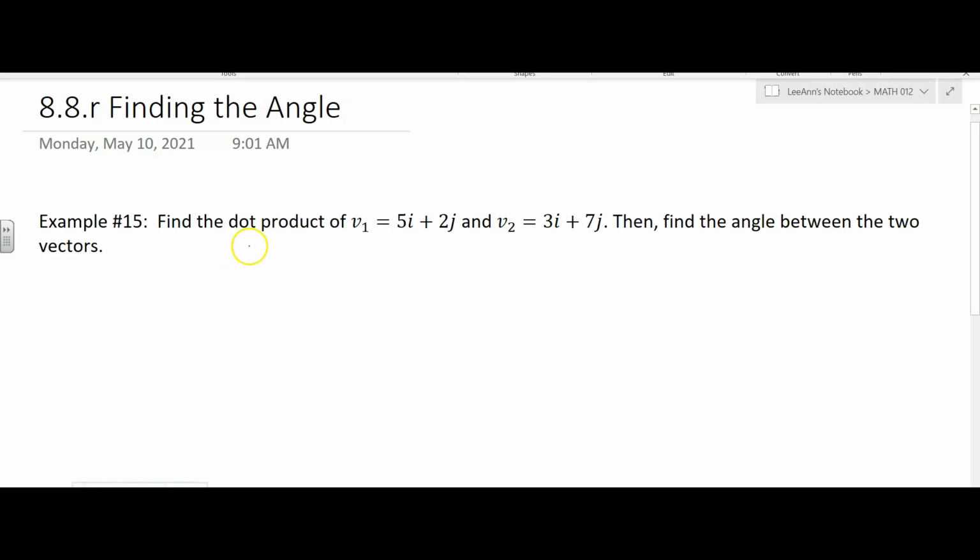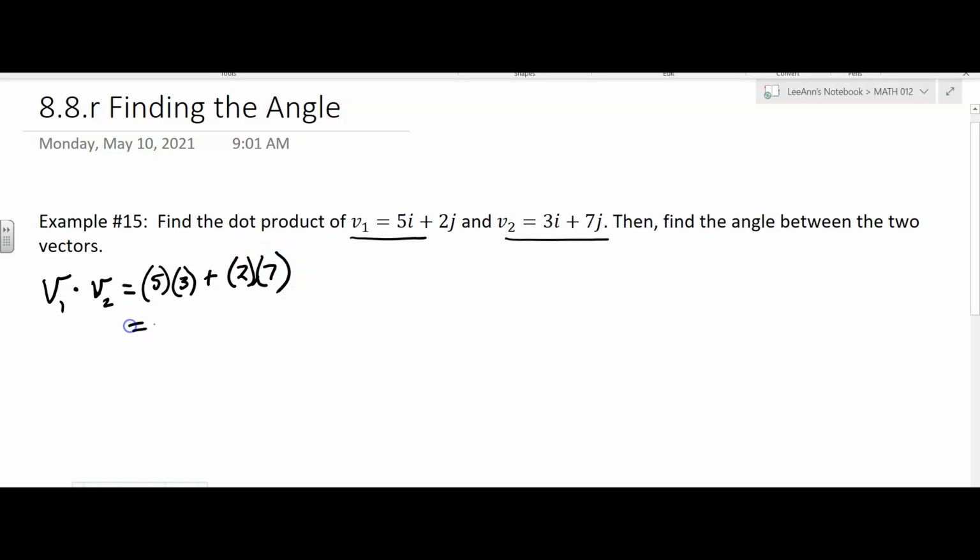Okay, so it says find the dot product, and they give us two vectors, and then find the angle between the two vectors. So we can find the dot product, V sub 1 dot V sub 2. Okay, and that's going to be 5 times 3 plus 2 times 7.